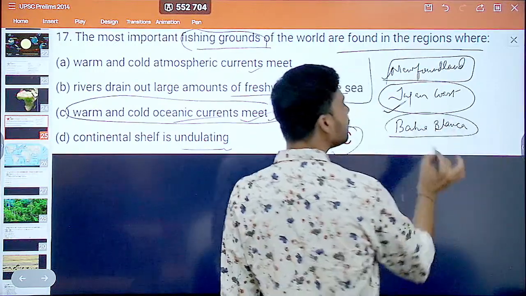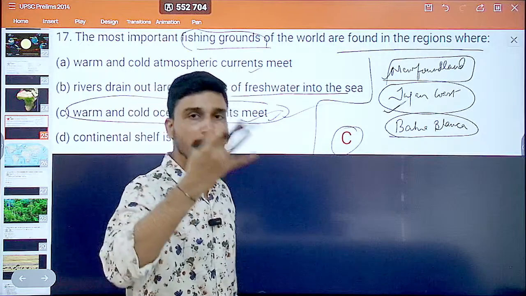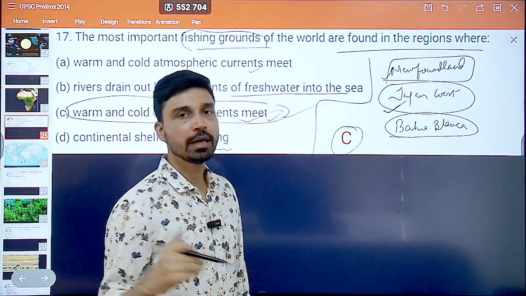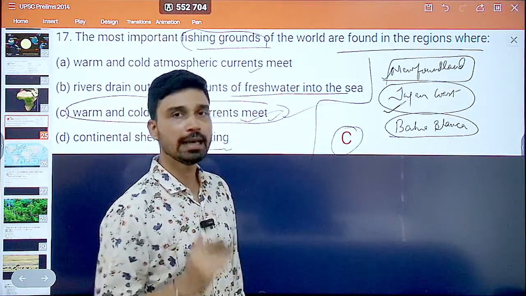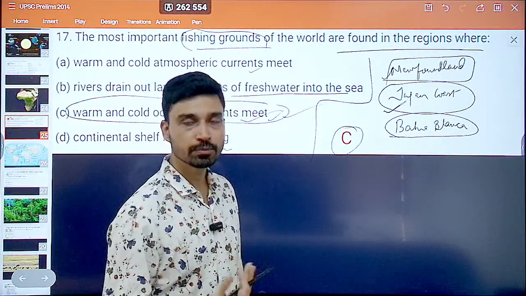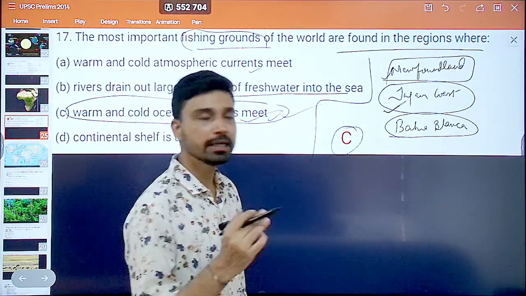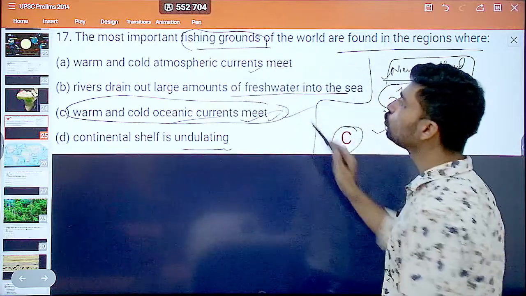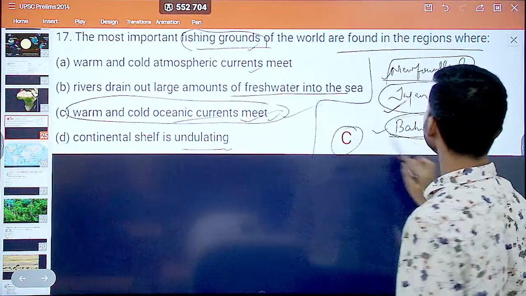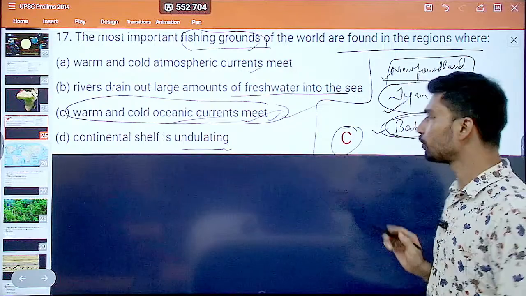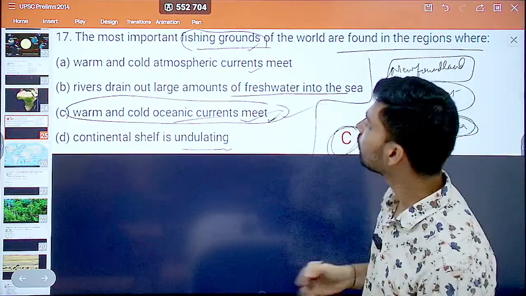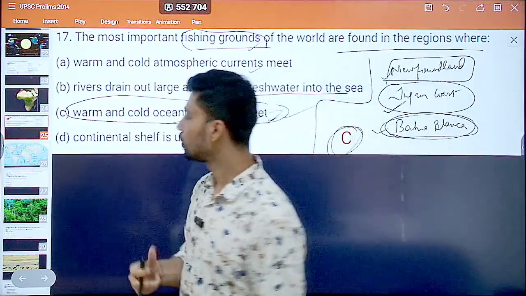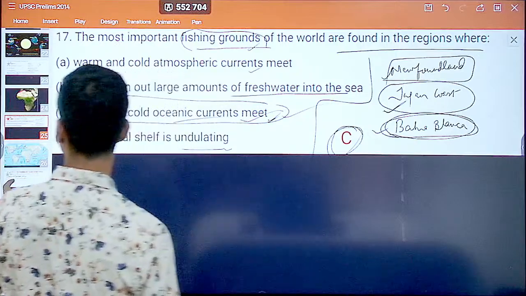So, along Bahia Blanca again what happens? From the north you have the warm Brazil current that is coming, and then from the south you have the cold Labrador, cold Falkland current that comes. So, the meeting of Brazil and Falkland current again creates a huge fish population here, and thus it also becomes a main important fishing ground. So, that is why the meeting of warm and cold ocean currents is the most suitable region and the most suitable option here. So, that is all about this.